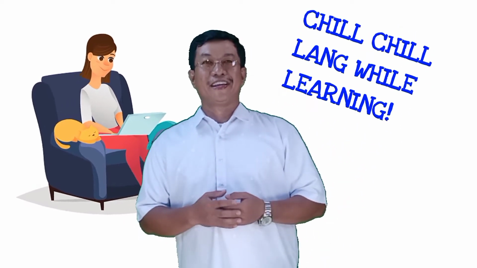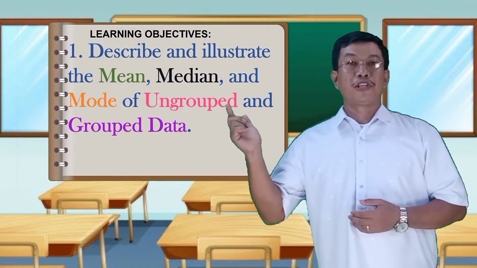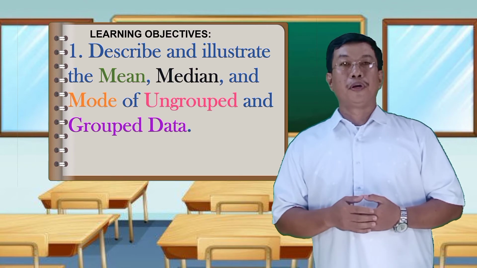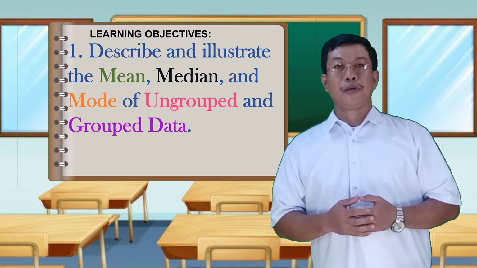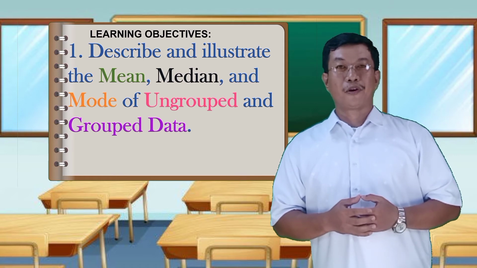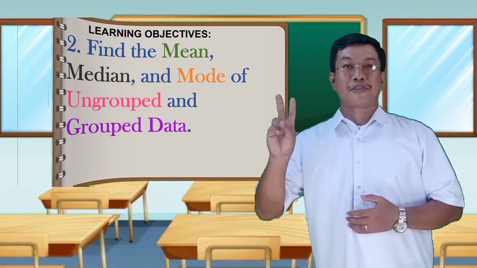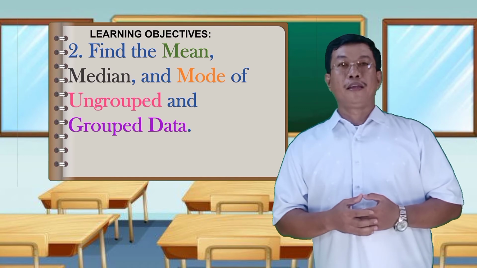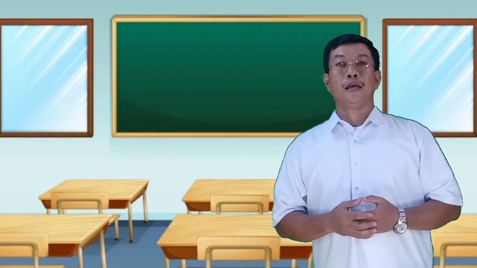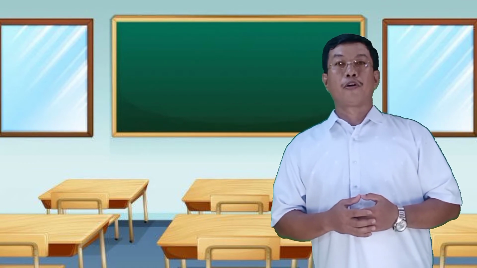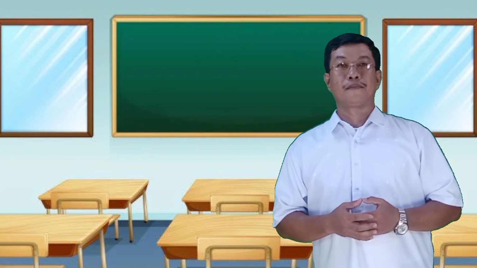Chill lang while learning. After going through this module, you are expected to, first, describe and illustrate the mean, median, and mode of ungrouped data. Second, find the mean, median, and mode of ungrouped data. In this module, you will learn about measures of central tendency.